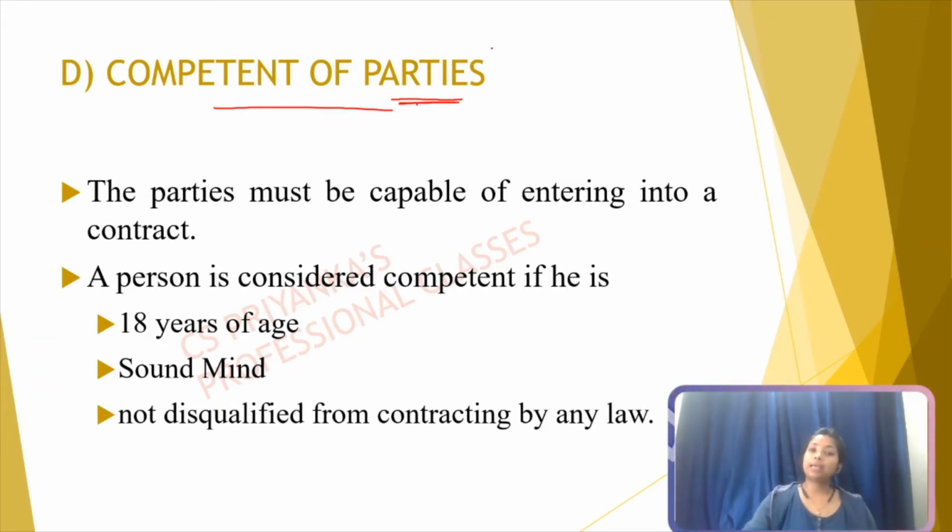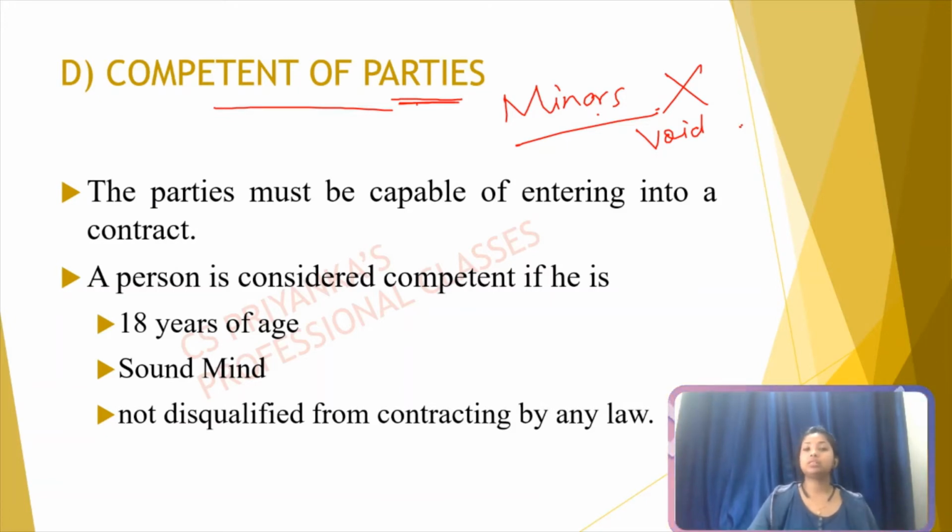For example, I can tell you minors are not eligible to enter into a contract. A minor's contract is void. Then the question comes about the competency of parties: who is eligible to enter into a contract? I can say 18 years of age. The person should have attained at least 18 years of age.